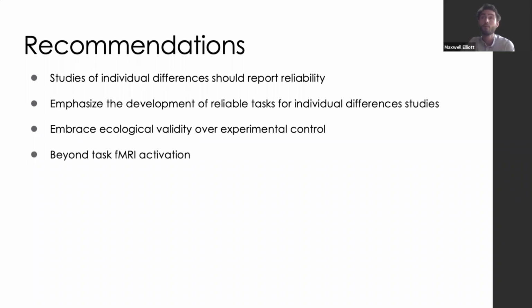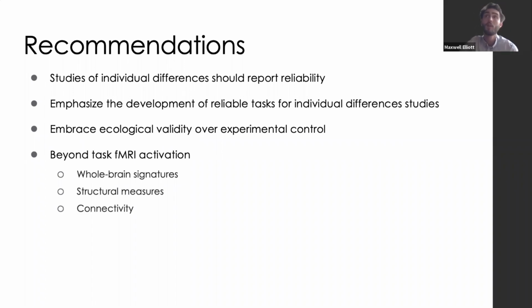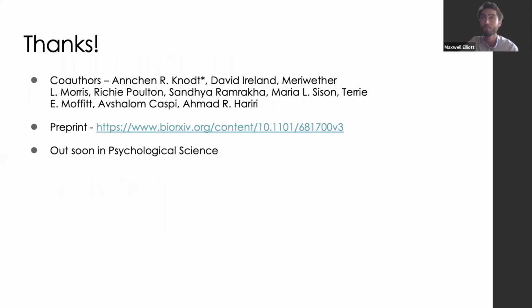And importantly, there are ways to measure fMRI beyond task activation. So we could look at whole brain signatures instead of ROIs. We can look at structural measures. They're very reliable. Functional connectivity, especially with longer scan lengths, has been found to be reliable. And there's initial evidence saying that multivariate and prediction analyses actually give more reliable estimates because they filter out noise in the cross-validation.